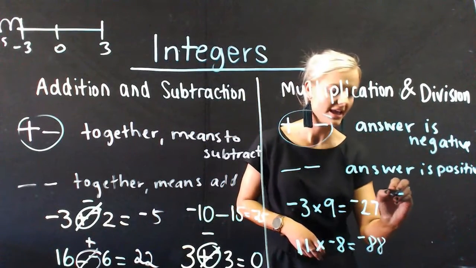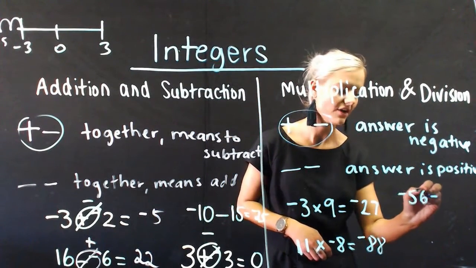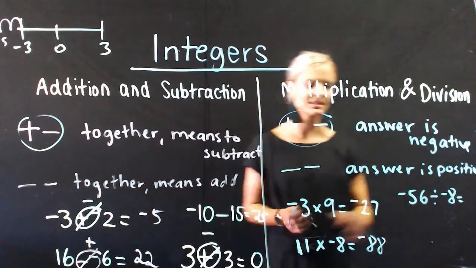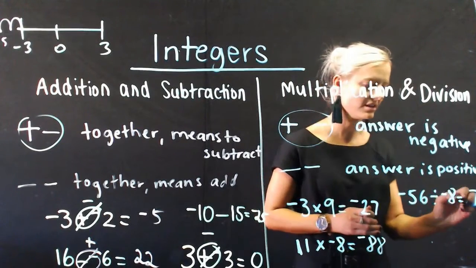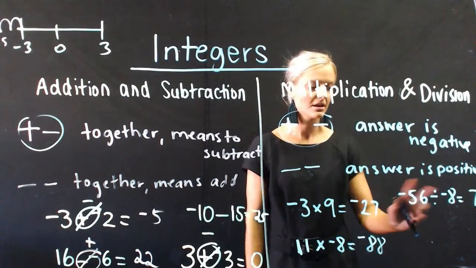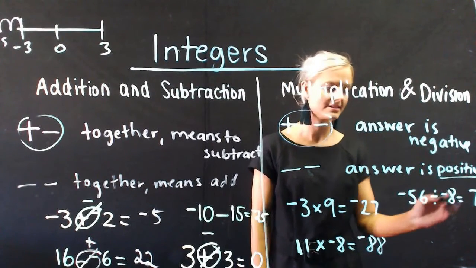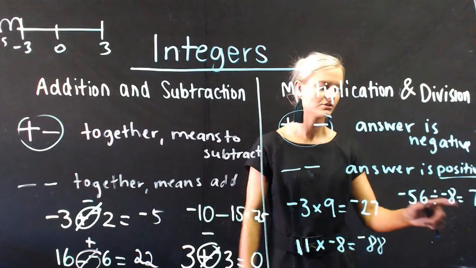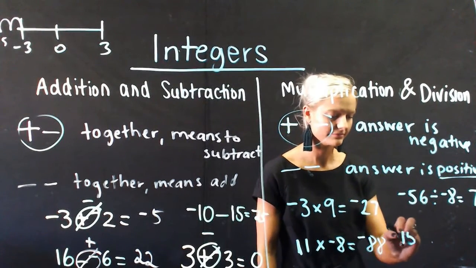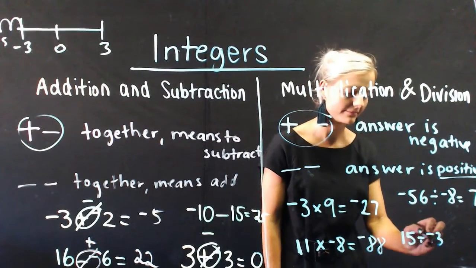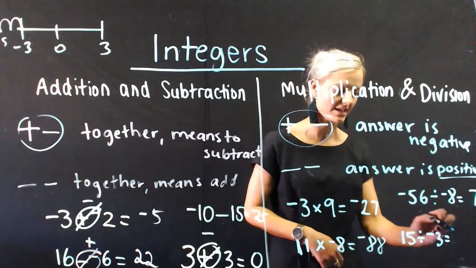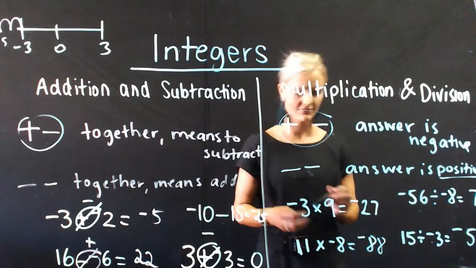We've got -56 divided by -8. Let's consider what 56 divided by 8 is, which is 7. And then think of our rules. Two negative numbers multiplied or divided is going to have a positive answer. So my answer is +7, and I don't need to bother writing the sign in. Another example, 15 divided by -3. One of my numbers is positive and one is negative. My answer is going to be a negative answer. And 15 divided by 3 is 5, so it's -5.